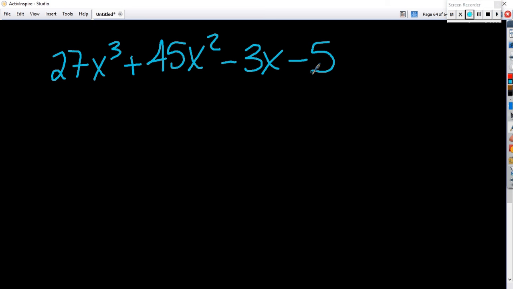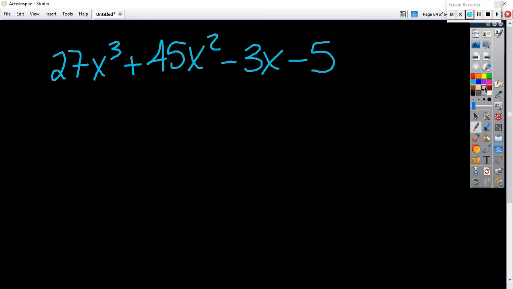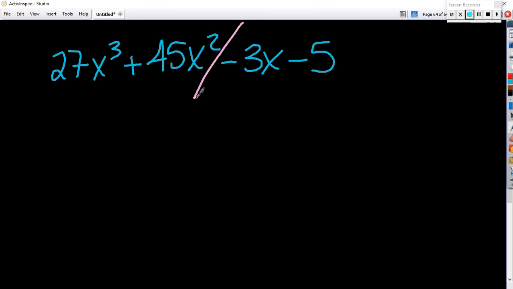All right, so I see 4 terms. I automatically think, oh, let me slash it. This should be what you think. Slash it before. All right, look at the first two.